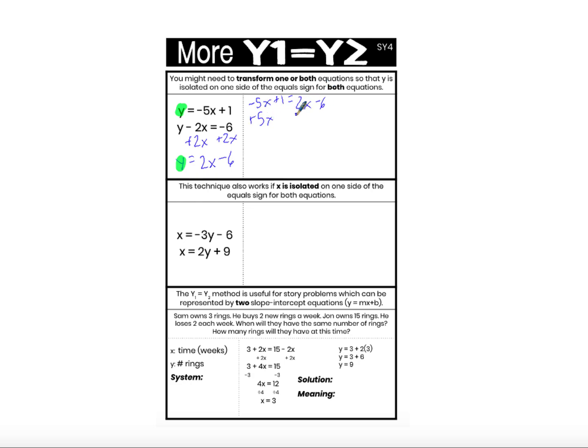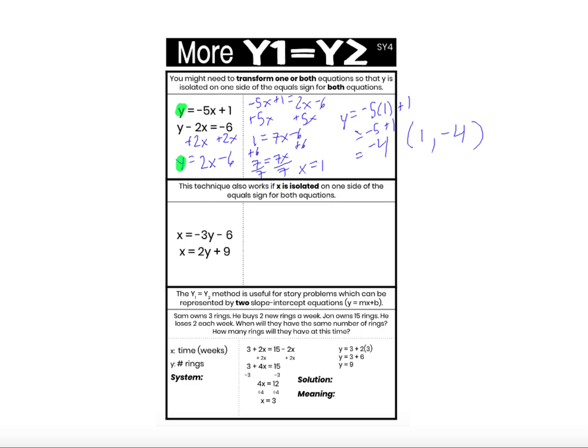And hopefully you have more room than this when you're writing yourself. Solving this equation, adding 5x to both sides, I have 1 equals 7x minus 6. Adding 6, 7 equals 7x. And that gives me half to my solution. My x value is 1. I now just need to plug that back in to find my y value. y equals negative 5 times 1 plus 1, which is negative 5 plus 1, which is just negative 4.